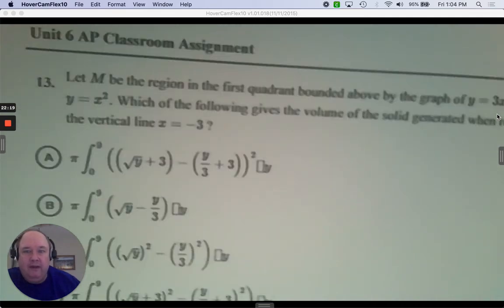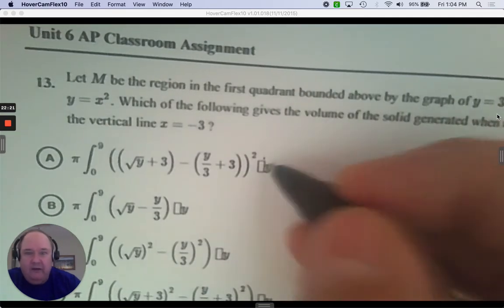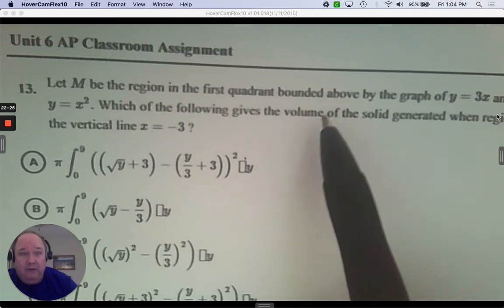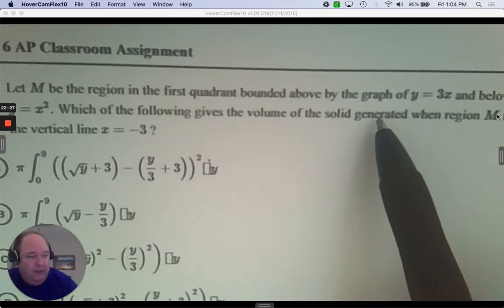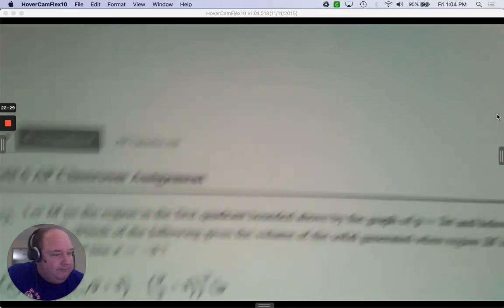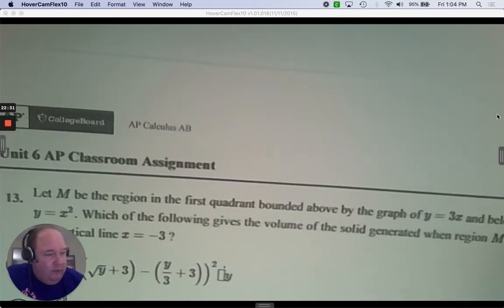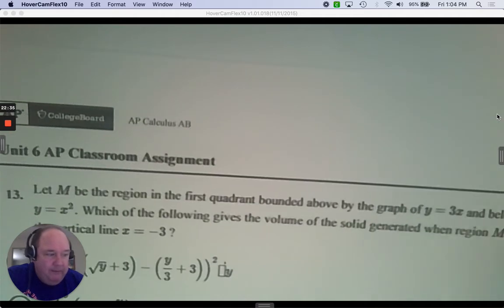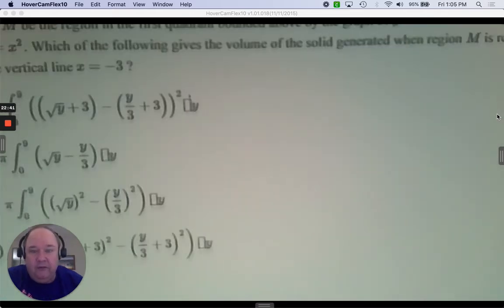In number 13, make sure when you see a rectangle, it's the letter D that's missing. Let M be the region in the first quadrant bounded by the graphs y equals 3x and y equals x squared. Which of the following gives the volume of a solid generated when the region is revolved about the vertical line x equals -3? If it's a vertical line, everything is going to be in terms of y.